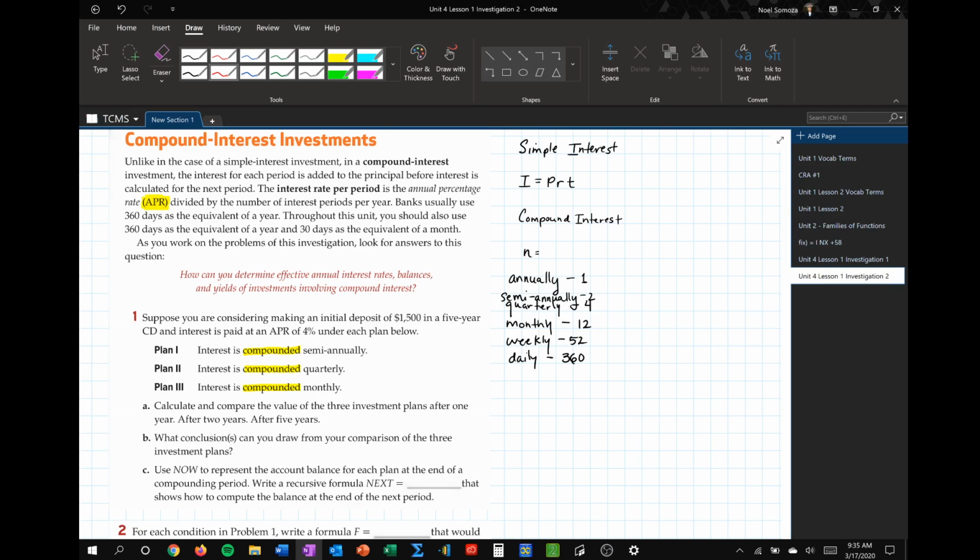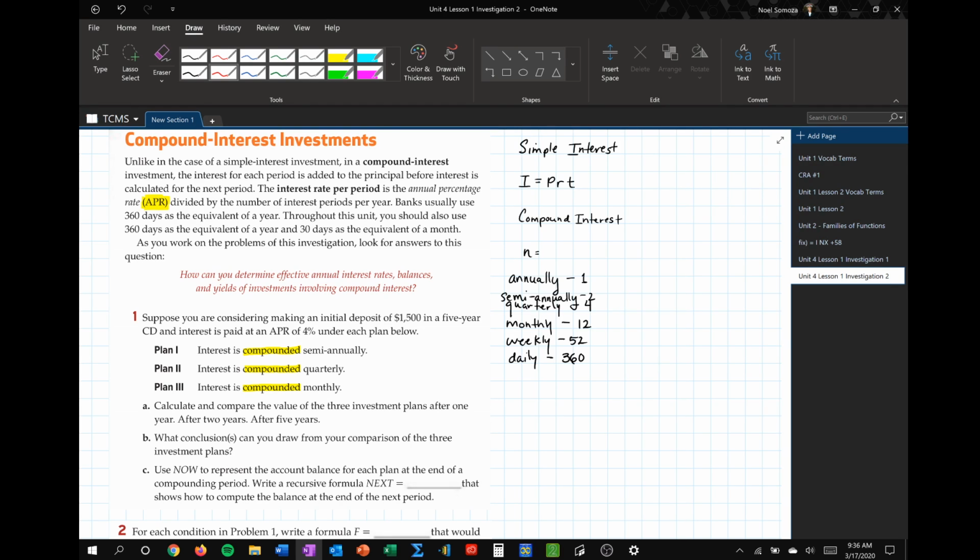Now, if it was simple interest, it wouldn't matter which one you chose, semi-annually or quarterly or monthly, because the amount of interest you earned would have been fixed. You would have got the same amount either way. But now you're doing compound interest, so it works a little differently. So let's say you choose to do it semi-annually, for just 1 year.